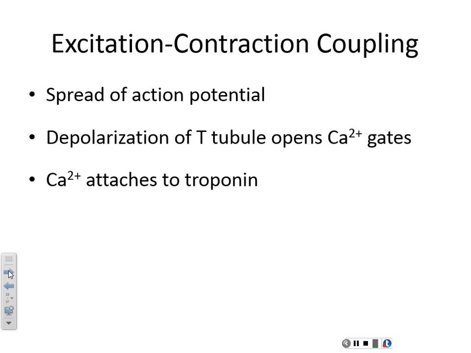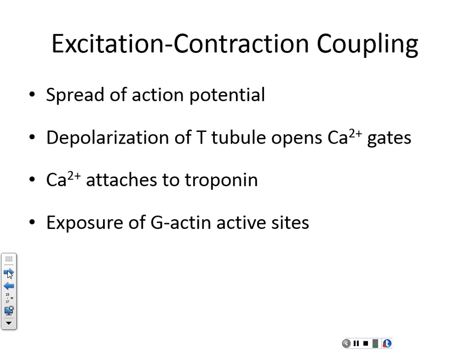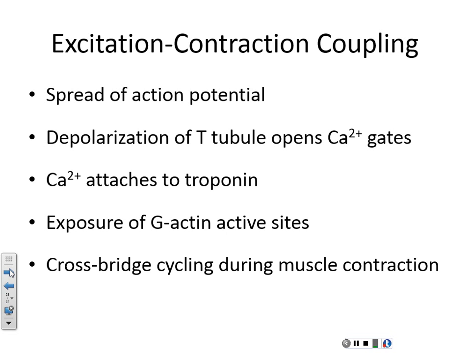attach to troponin. Remember we said troponin anchors tropomyosin, which is a fibrous protein that covers the binding sites. When calcium attaches to troponin, troponin changes shape, and then it moves tropomyosin out of the way so that you expose the binding sites, the active sites on G-actin. Remember, G-actin is globular actin, okay? And then once the active sites are exposed, those cross bridges on the myosin will attach.